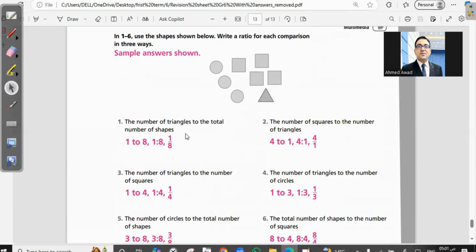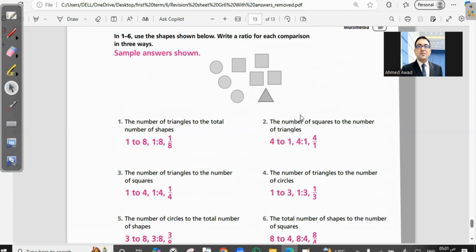The first ratio here is the number of triangles to the total number of shapes. How many triangles here, guys? It's only one. And all shapes, how many shapes here? 8 shapes. So it's going to be 1 to 8. We can say 1 to 8 or 1 over 8.